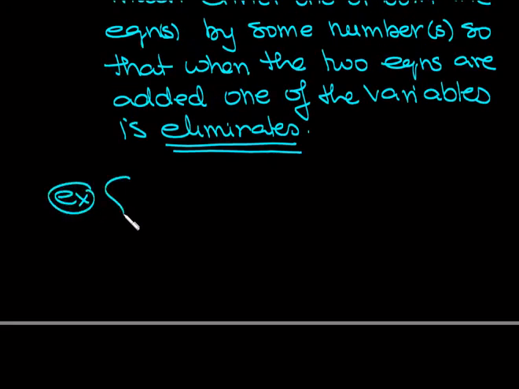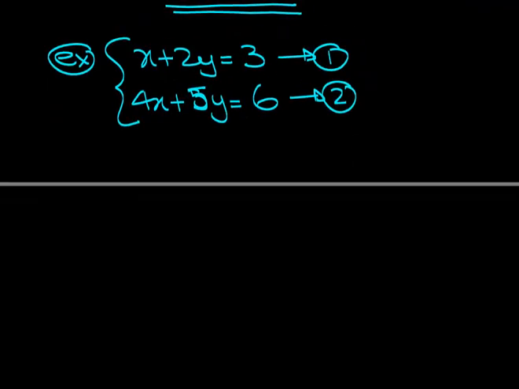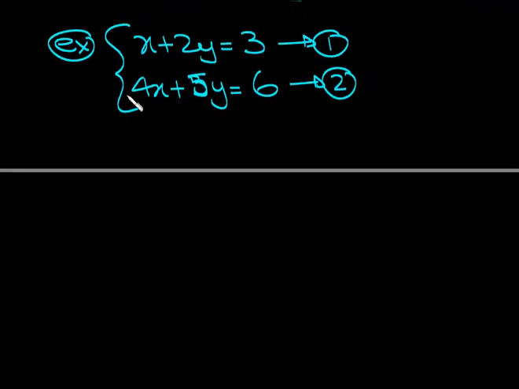So let's say I have x plus 2y is equal to 3, I'll call this equation 1. And we have 4x plus 5y is equal to 6, I'll call this equation 2. For example, let's say that I'm interested in getting rid of the x term. So when I add the two equations, x will go away. Well, if this is 4x, this would have to be -4x for that to happen, correct? Because when I add them, -4 plus 4 will be 0. So I would multiply the first equation by -4.